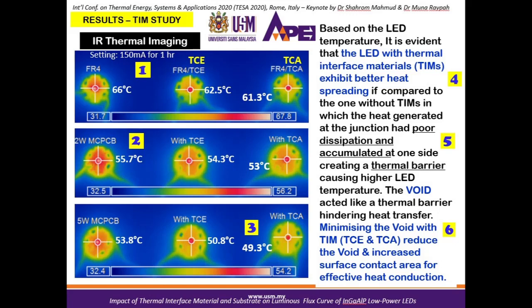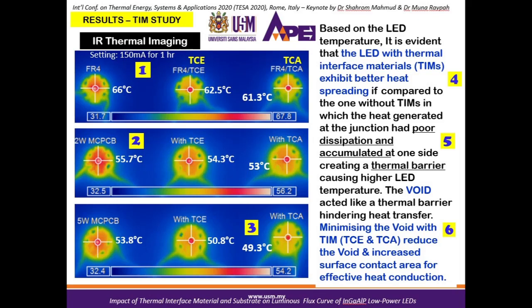Here are the infrared thermal imaging results. The samples on the left column are the ones without TIM material, which means they contain voids that act as a thermal barrier that hinders heat transfer. Therefore, these samples tend to experience heat accumulation that results in higher temperature, as shown in items 1 and 2. Not only that, you can also see there is heat accumulation at one side.